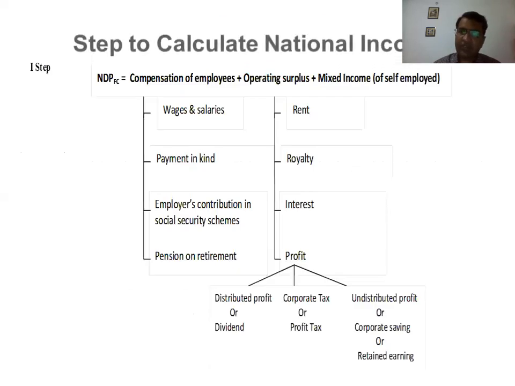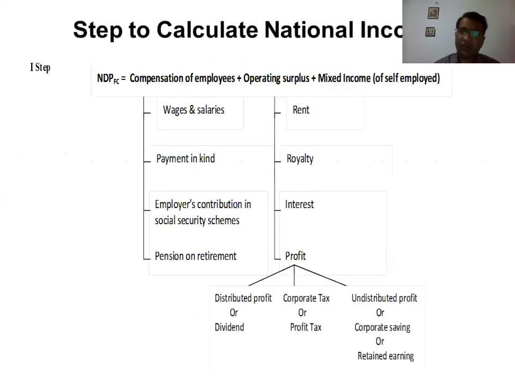So, some steps to calculate national income. The first step is to calculate the net domestic product at factor cost. First of all, in the income method, when we want to calculate national income, the first step is to calculate the net domestic product at factor cost. To calculate this, first we need to identify the factors from where we receive income.